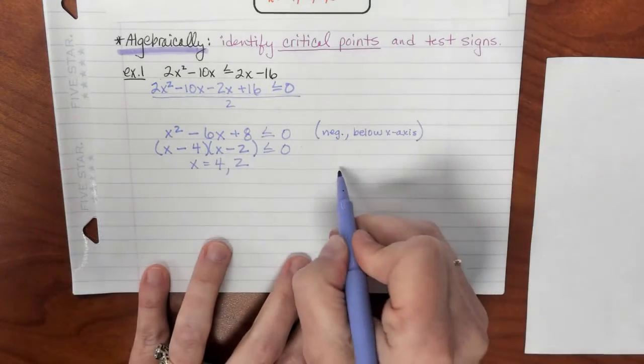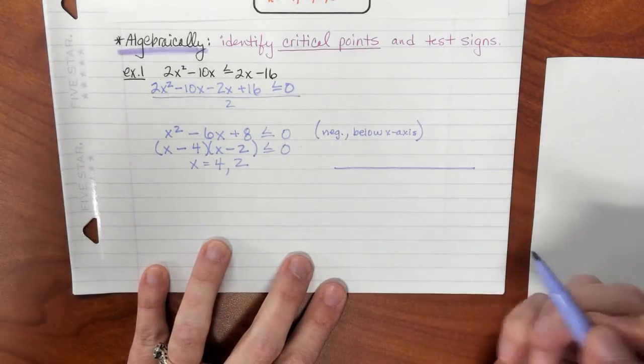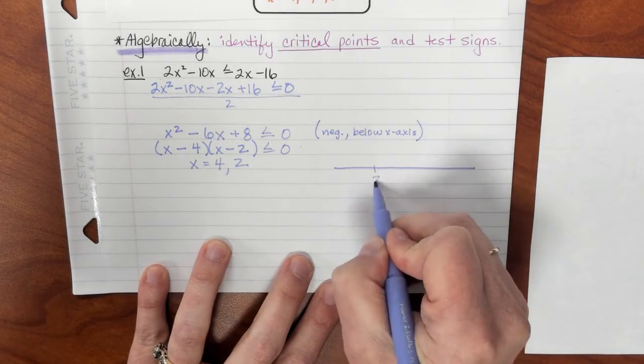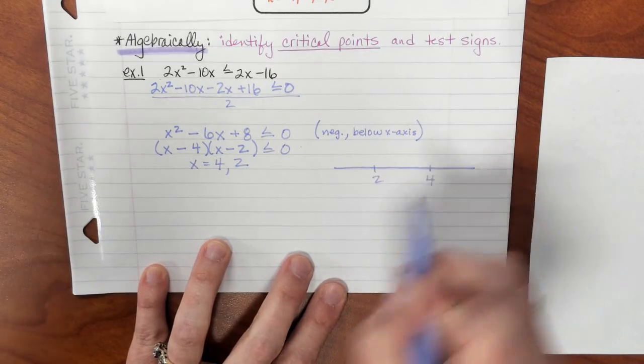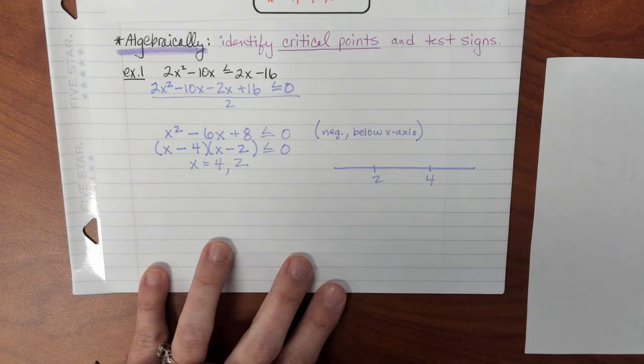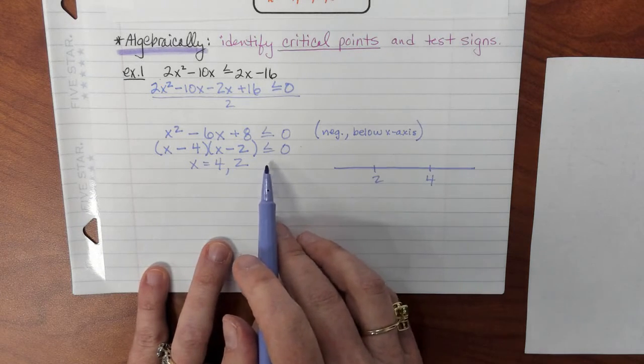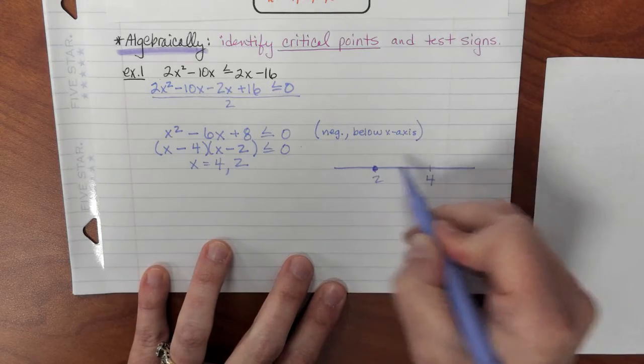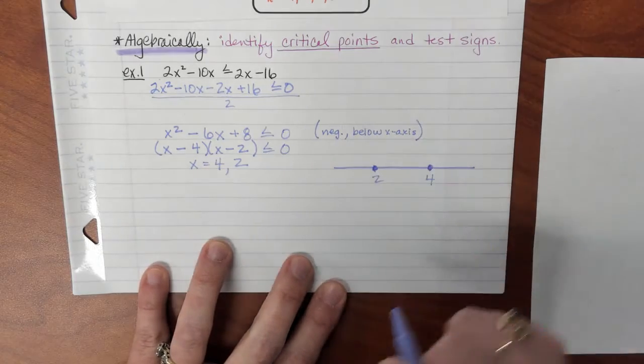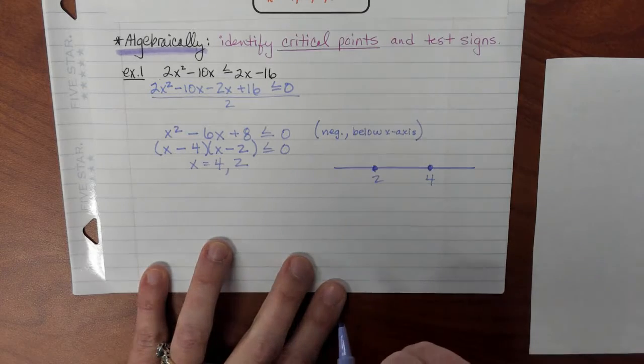So when I find those, I'm going to put a number line, and I'm going to put 2, and I'm going to put 4. And does it equal that? Is this less than or equal to? And it is. So I usually put a circle there so that I remind myself that it includes it. It's not an open circle, right?